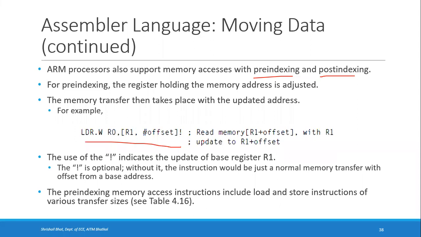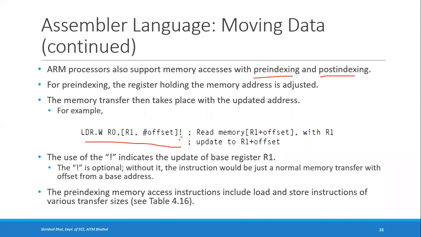So what happens in this case is, you are going to read a memory whose address is specified by R1 plus offset. Before performing the operation, the address is first calculated, that is R1 plus offset, and from the location pointed by R1 plus offset, the content is read into R0. One word is copied into R0. This exclamation sign indicates that the base register R1 is updated with R1 plus offset.